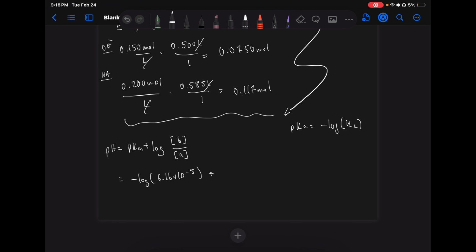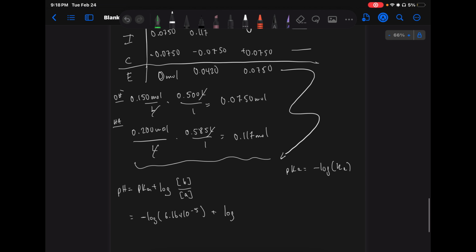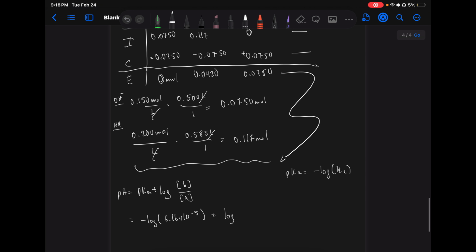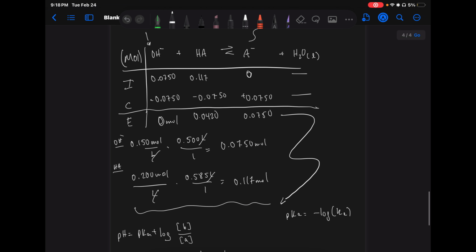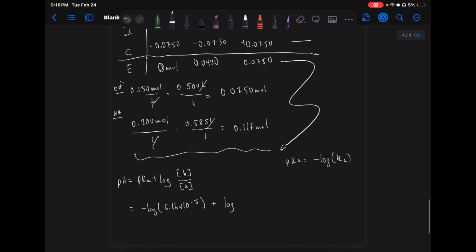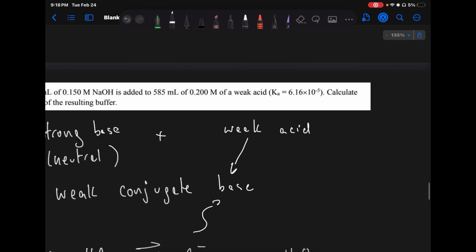And then we've got plus log of the concentration. So what is the concentration of the base? That would just be 0.0750, which we got up here. And then we have over the acid, which is 0.0420. Once we input all that, we should get an answer of 4.46. And that is the pH of the solution. And that's the answer to our question.